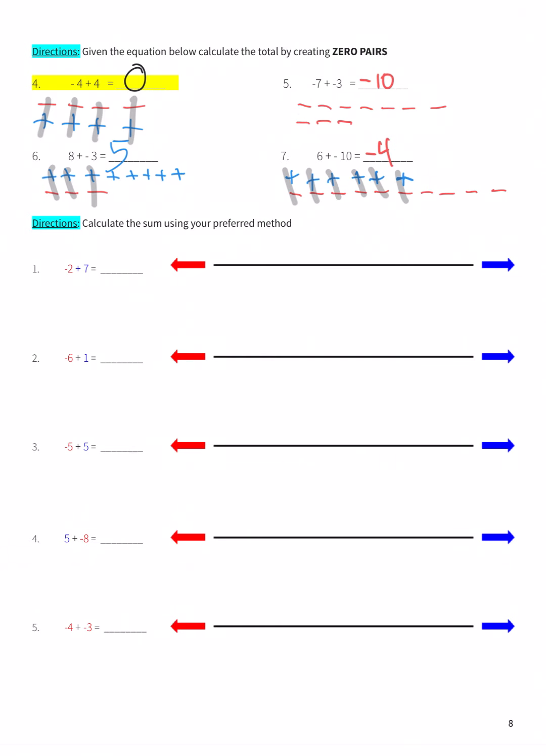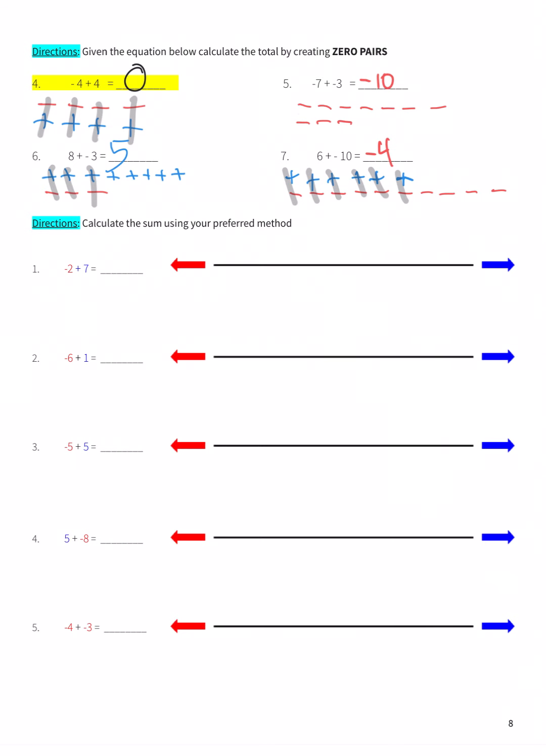If you did not get those answers, I want you to take a look and see if you can find your mistake. A lot of times, if you don't line these up perfectly, you might find yourself creating a 0 pair that isn't actually a 0 pair, okay? So pause the video, fix your mistakes if you need to. If not, then let's move on.